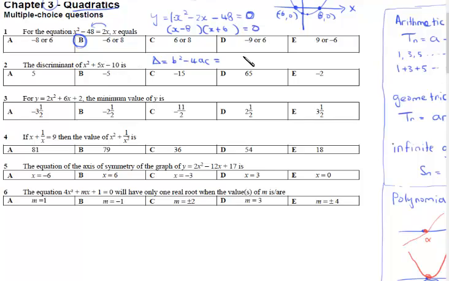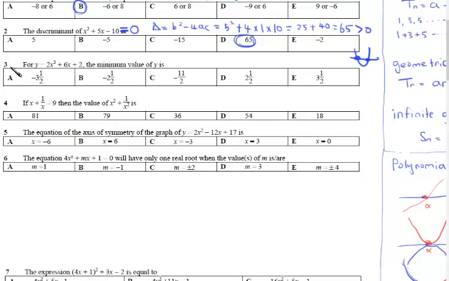So this is 5 squared minus 4 times a, which is 1, times c, which is negative 10. You can just put 10 here and make that plus, which is the most effective way of doing it. So this is 25 plus 40, which is 65. Since the discriminant is greater than 0, the equation is going to have 2 roots. If it was negative, it wouldn't have any solution or any roots.